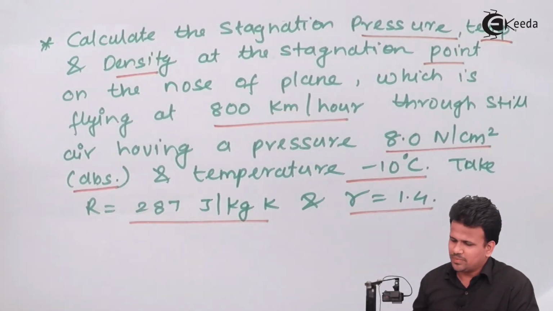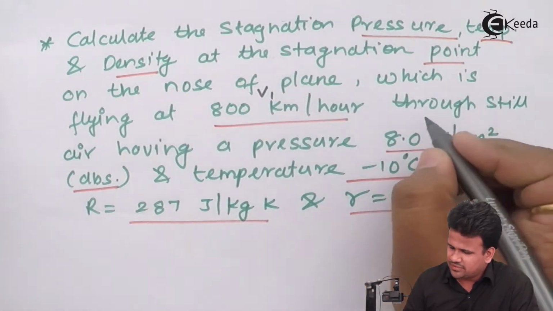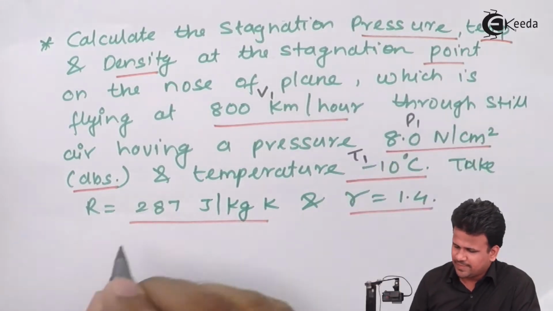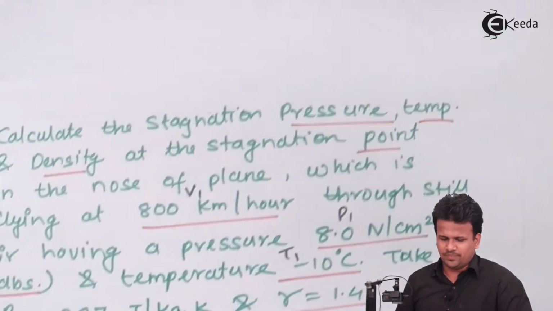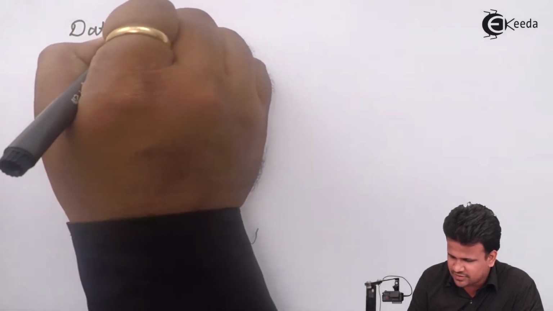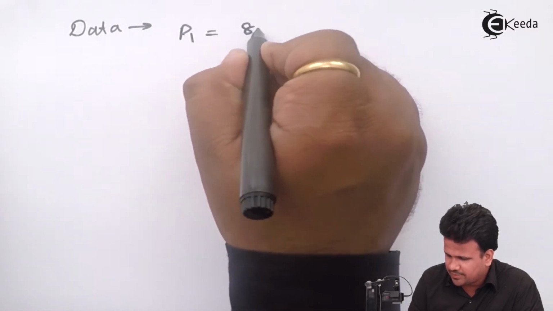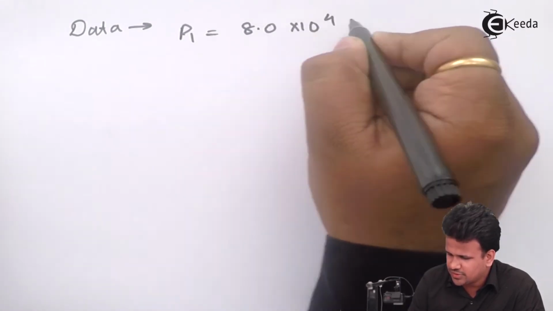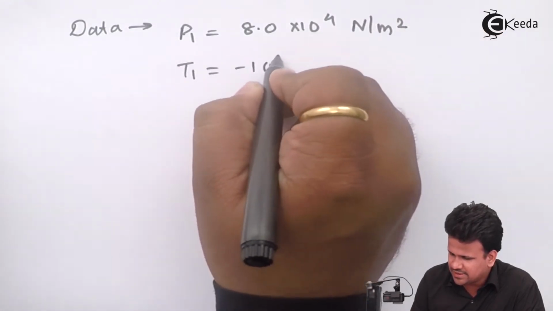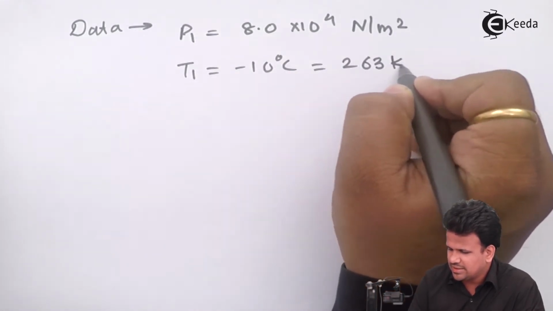So in the problem, what is given to us is the velocity V1, then the pressure P1, the temperature T1 and all the other constant terms. So let us write down the data. The data given to us: P1 is equal to 8.0 into 10 raised to 4 Newton per meter square. Temperature T1 is minus 10 degrees Celsius, which comes out to be 263 Kelvin.